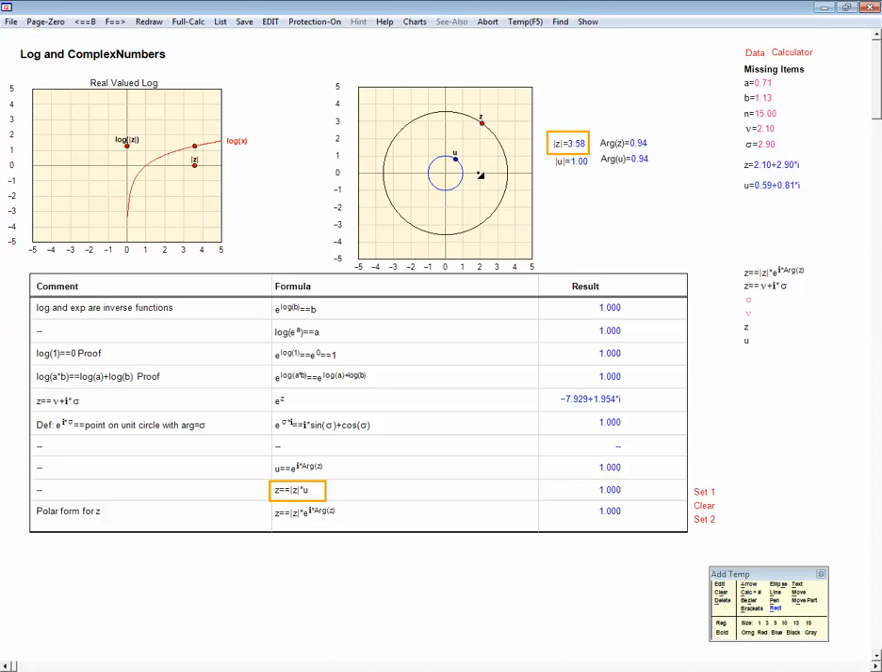Or let's go back here, look at one more of these. Let's look at a simple one. Let's put our z right here on 4, or as close as we can get it to 4. There.